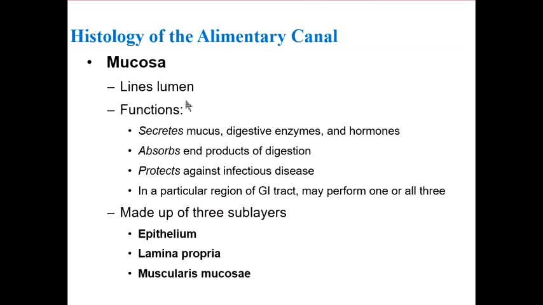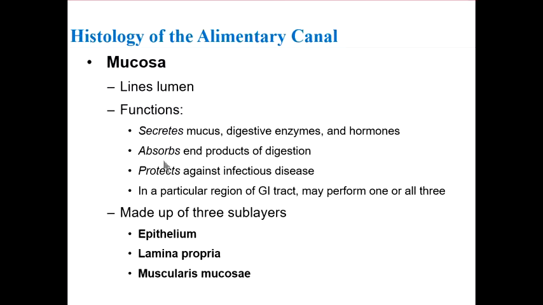So we're starting with the inner lining, or the mucosa, in the alimentary canal. Remember, we can be in the stomach, we can be in the intestines, esophagus, doesn't matter here. But the functions would be secrete mucus, it is a mucous membrane, to the interior, into the lumen. There's digestive enzymes in there to help break down food, and some hormones, which we'll go through as we go through this chapter. Absorption takes place when we're in the small intestine at the mucosa. It protects us against infectious disease. You might remember MALT from a previous chapter.